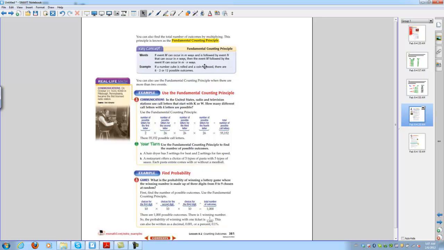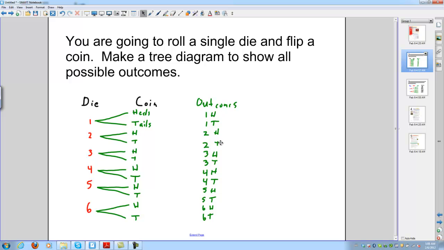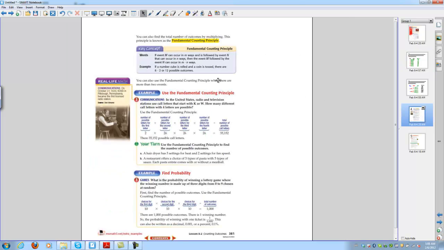Basically, if you want to take those variables out and just state it in words, if you have more than one event happening, and you take the number of outcomes for each individual event and multiply them together, that gives you the total number of outcomes. So this is basically the same thing we just did a tree diagram for. If a number cube is rolled and a coin is tossed, there are 6 times 2, or 12 different possible outcomes. 1, 2, 3, 4, 5, 6, 7, 8, 9, 10, 11, 12. Our tree diagram listed those out, but the fundamental counting principle can find the same thing just by multiplication.